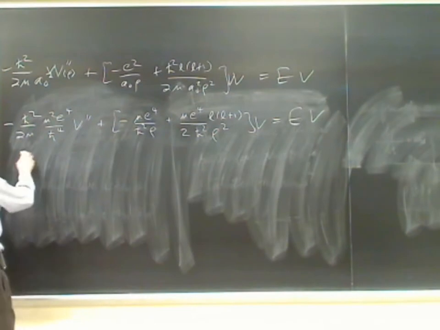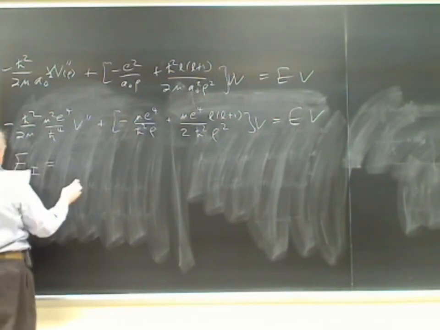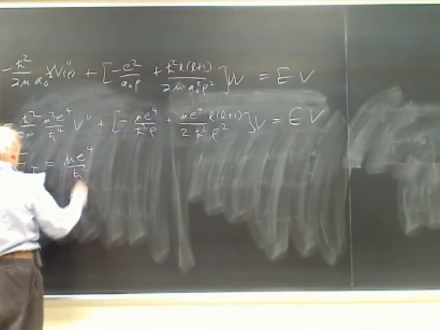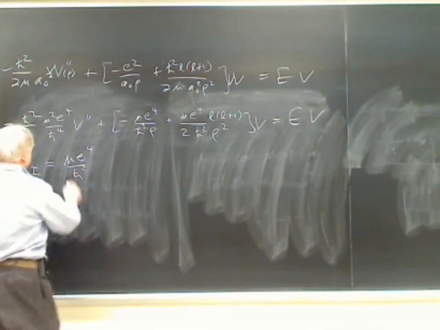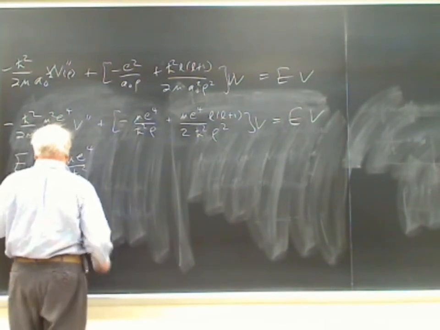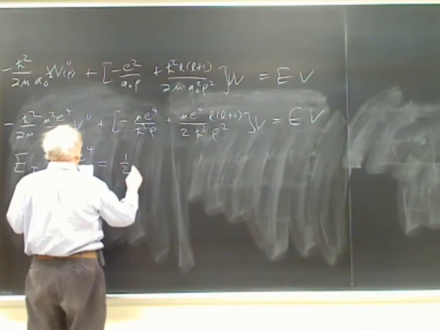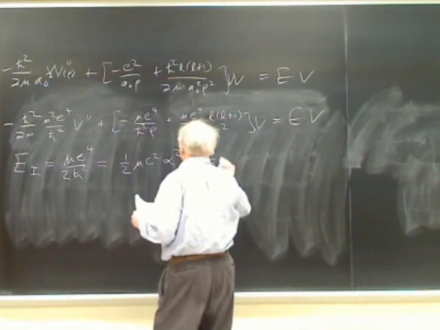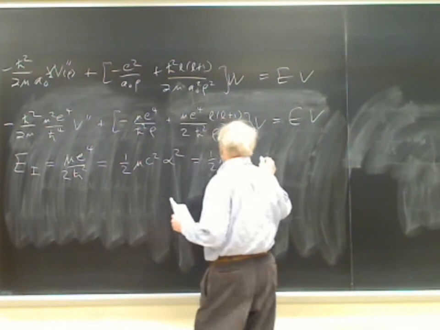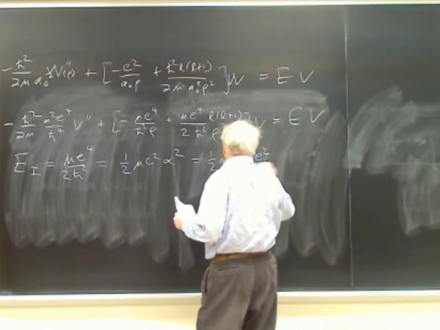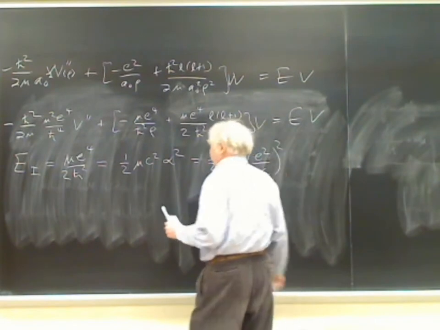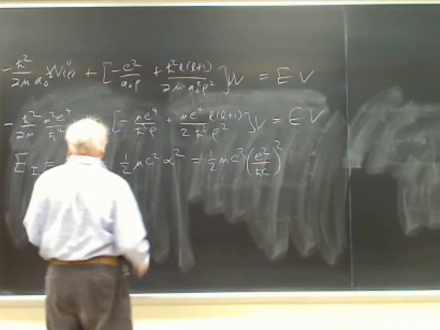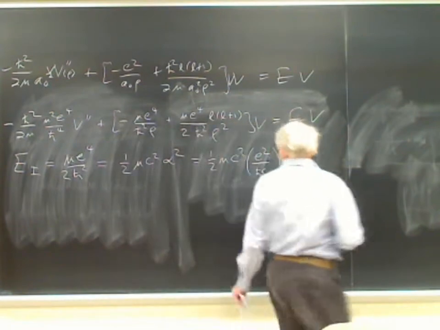And if we define the ionization potential as mu e to the fourth over h bar squared, actually over 2 h bar squared, this can also be written as a half mu c squared alpha squared, since that's a half mu c squared, and alpha is e squared over h bar c. And so then this is squared, and you can see the c's cancel, you get the h bar squared, and you get the e to the 4. So this is a nice way of thinking about this.